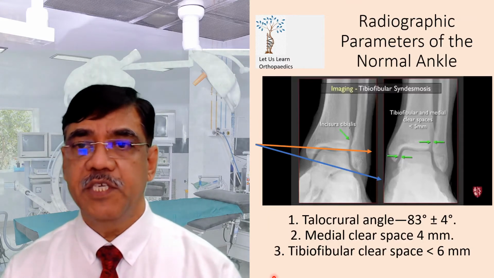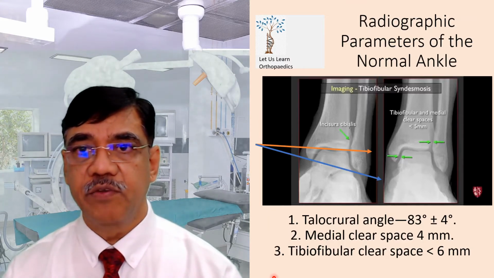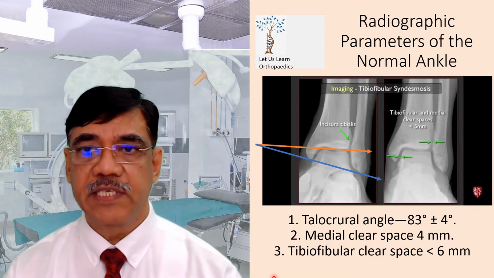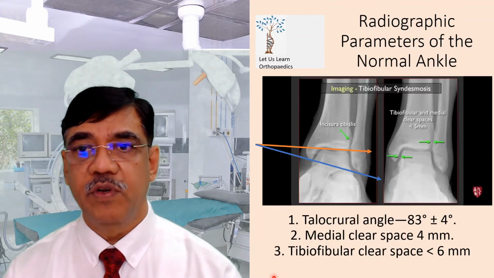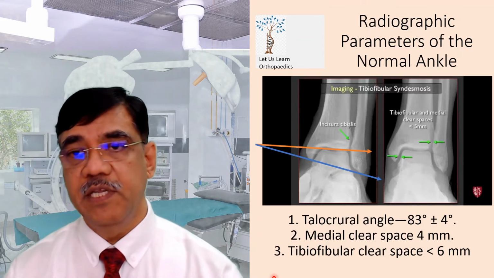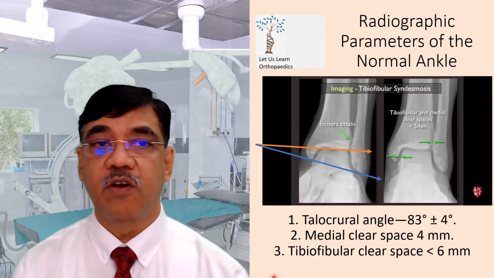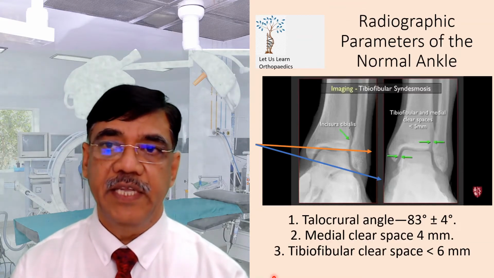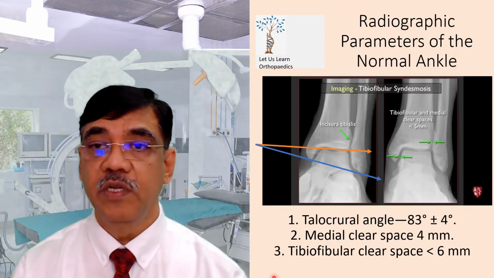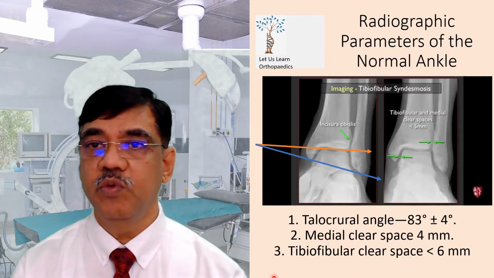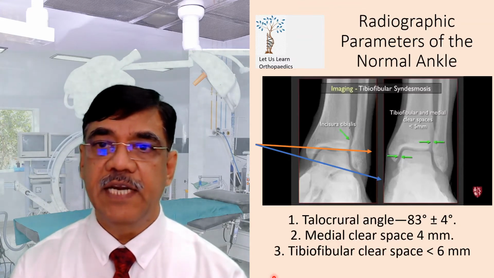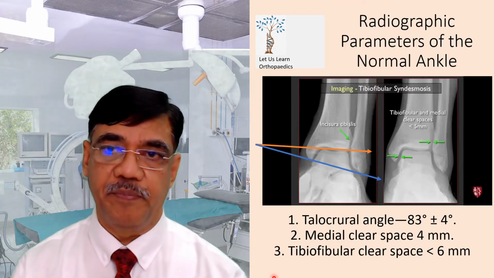The medial clear space, as you can see there by the two green arrows in the second picture, is the space near the medial malleolus and talus, and that is around 4 mm. And then the tibiofibular clear space, again shown in the second picture by the two green arrows, or the syndesmosis, that must be less than 6 mm.